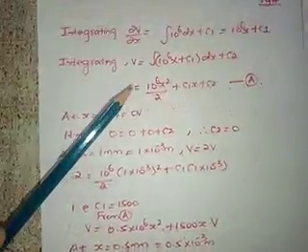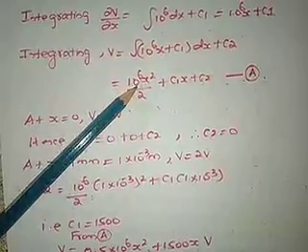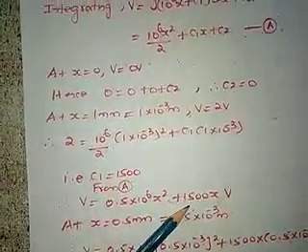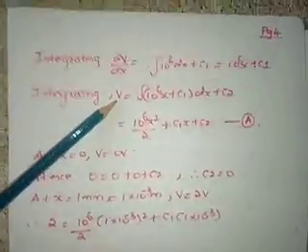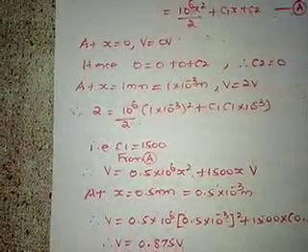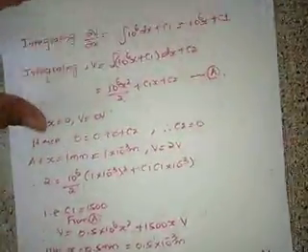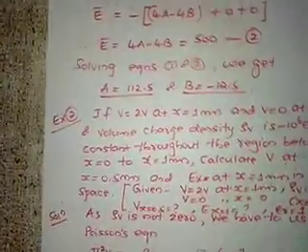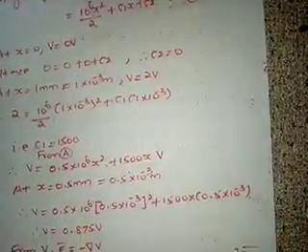So from equation A, V is equal to 0.5 into 10 raised to 6 x square plus 1500 x volts, since the c1 value is 1500. That is our equation for V, equation A. Okay. Now we are asked to calculate the value of V at x equal to 0.5 mm and E at x equal to 1 mm, right? So first let us find out V and then find out E.